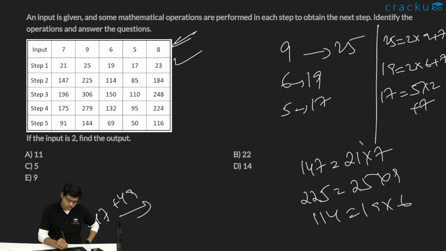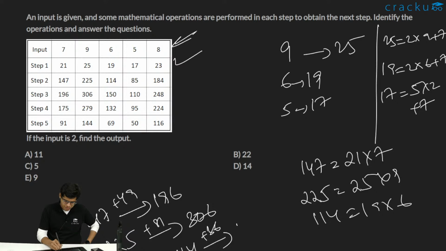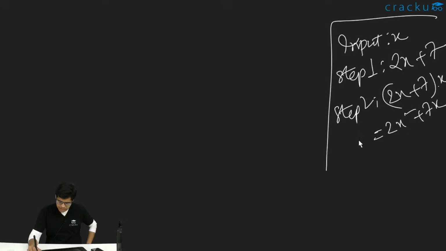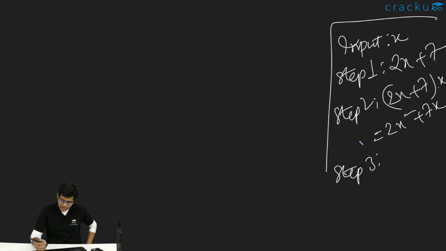147 plus 49 is 196. 225 plus 81 is 306. 114 plus 36 is 150. So in step 3 we are just adding the square of the input: 49 is 7 square, 81 is 9 square, 36 is 6 square. So it is 2x square plus 7x plus x square, which is 3x square plus 7x.